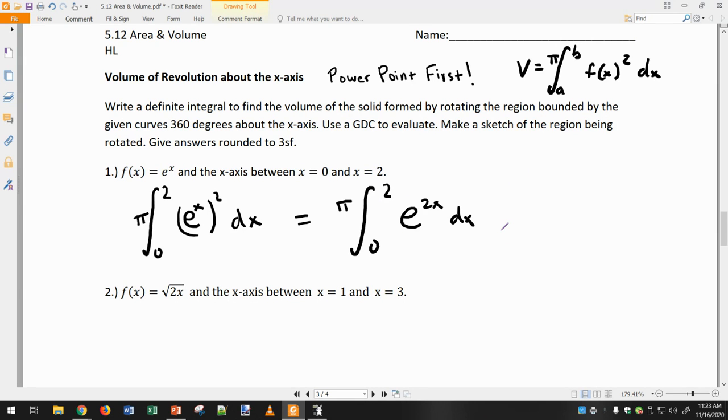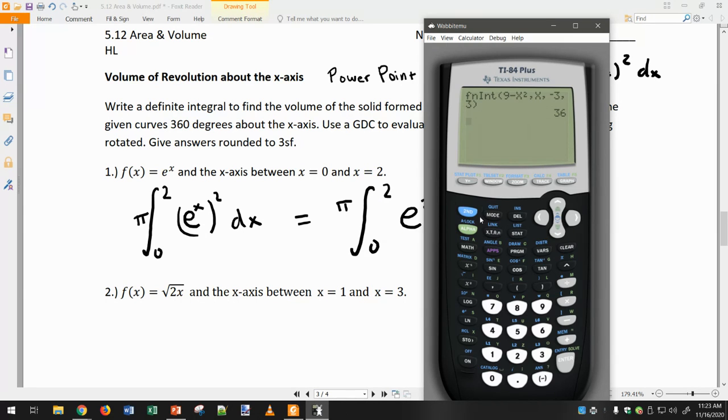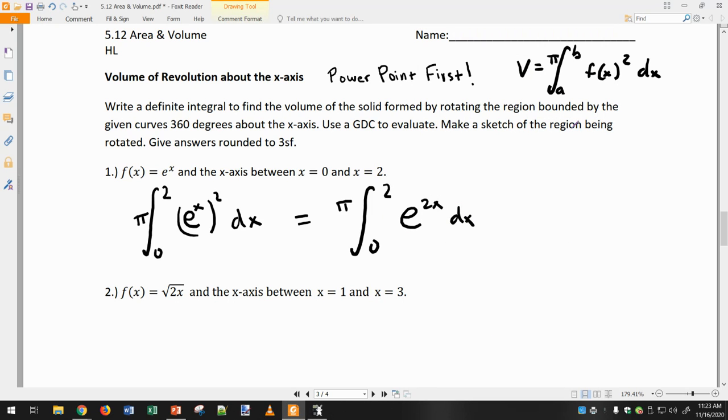And that's the function we're going to type in to our calculator. So math 9. I'm going to type in e to the 2x with respect to x, and then from 0 to 2. Okay, and this one's going to be a decimal, and then times by pi, and we're going to get 84.2 if we round to 3 sig figs. So 84.2.